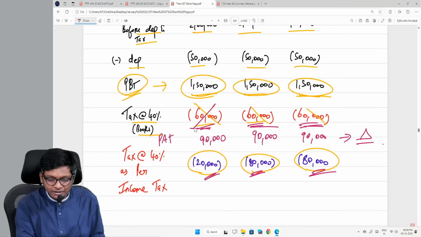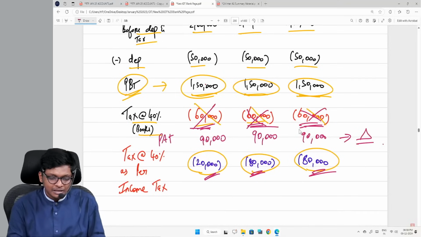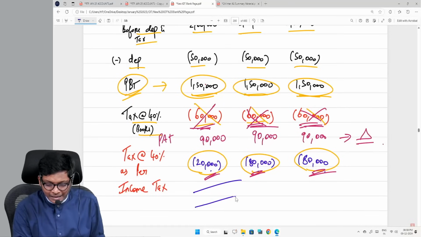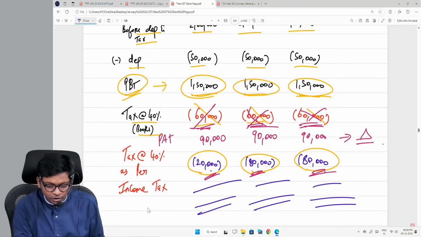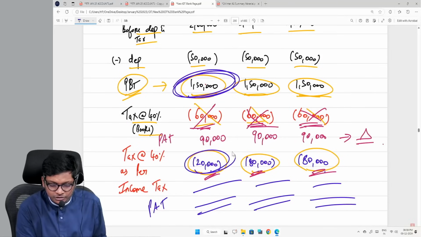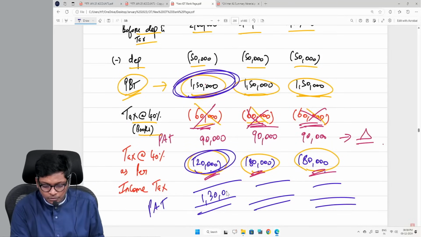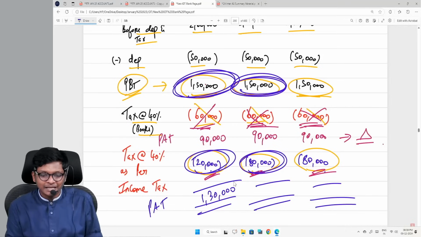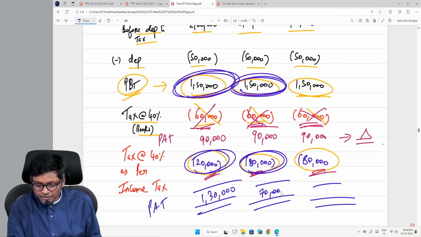But this is not the value I am going to reduce. I am actually going to reduce 20, 80 and 80. So what will be my actual profit after tax for every year? It will be 1,50,000 minus 20. How much? 1,30,000. Second year will be 1,50,000 minus 80. How much? 70,000. And third year will be 70,000.